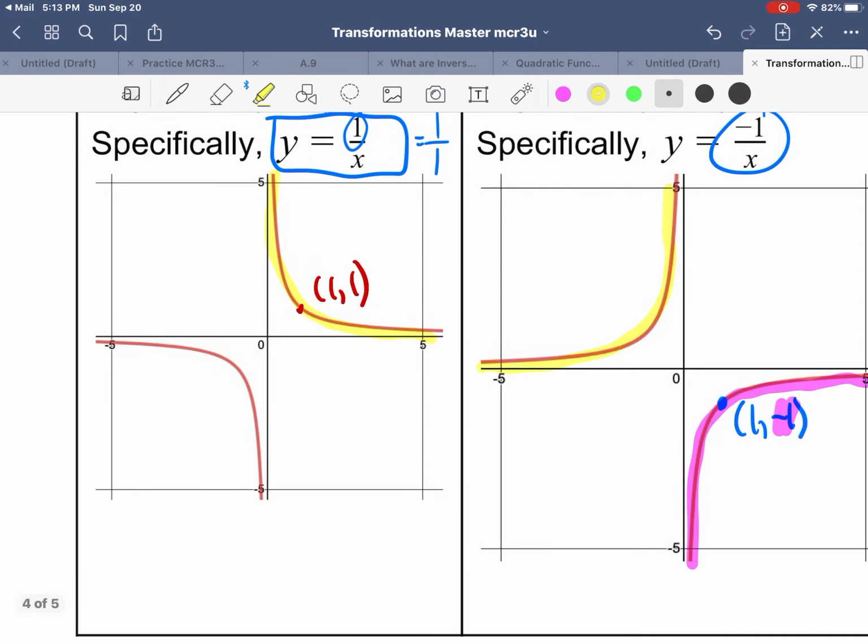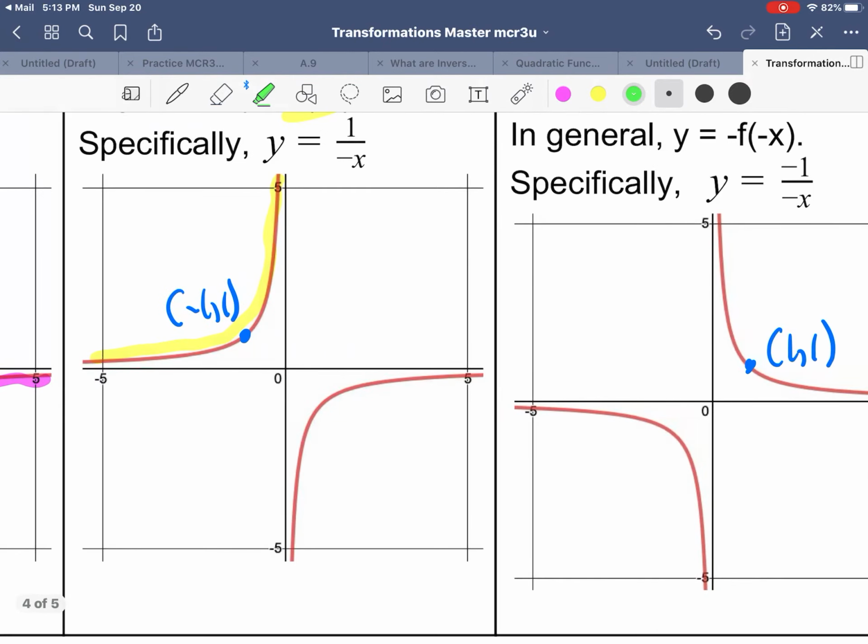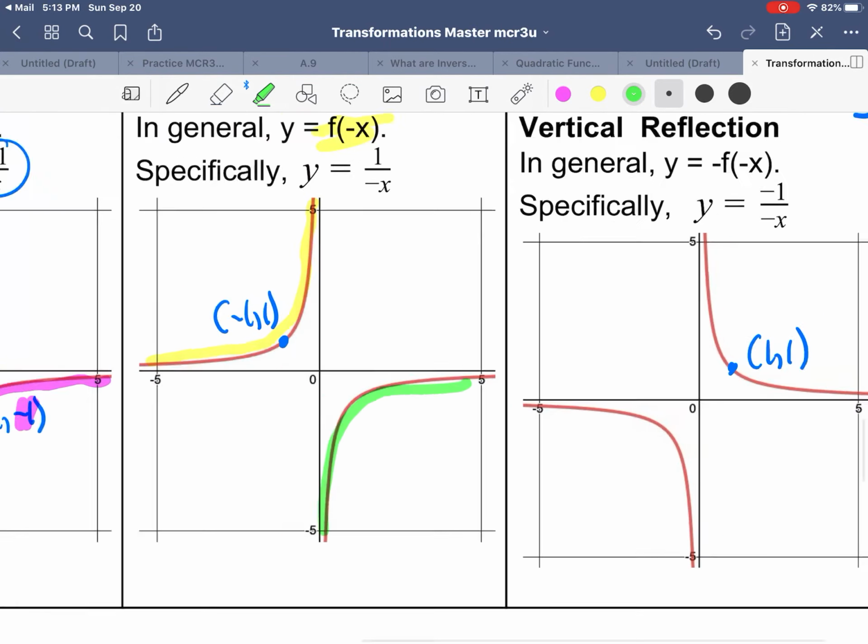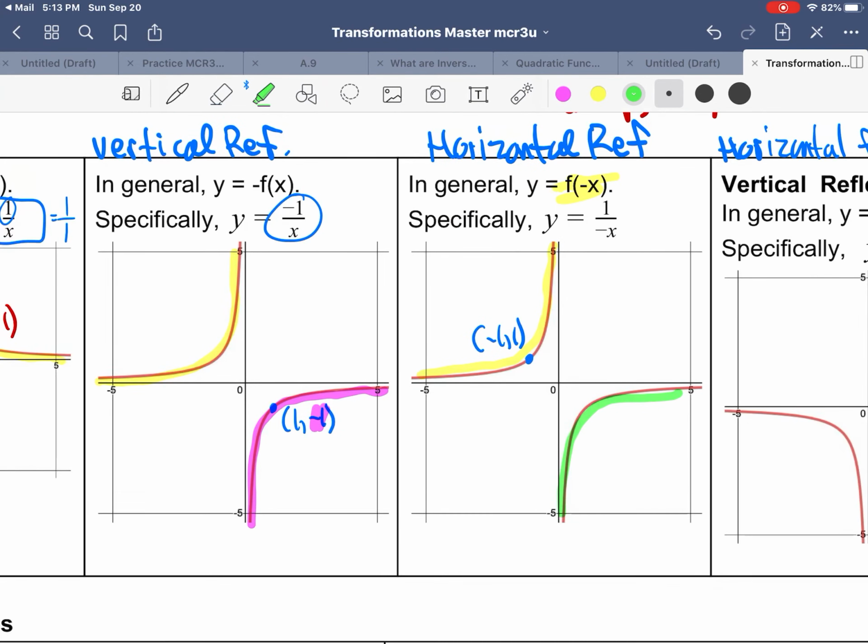Similarly, in this part of the graph here, all of the x values are negative. In a horizontal reflection, they're all going to become positive. But what's interesting in the 1 over x graph, look at that: the horizontal and vertical reflections look exactly the same.